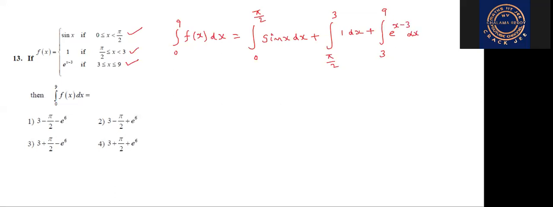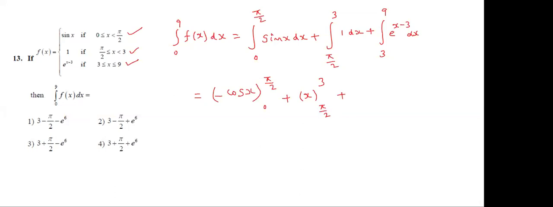This is the question. Now what is integration of sin x dx? Minus cos x, limits 0 to pi by 2, plus integration of 1 dx, that is x, limits pi by 2 to 3, plus integration of e power x minus 3. What is that? E power x minus 3 only. Now the limits 3 to 9.